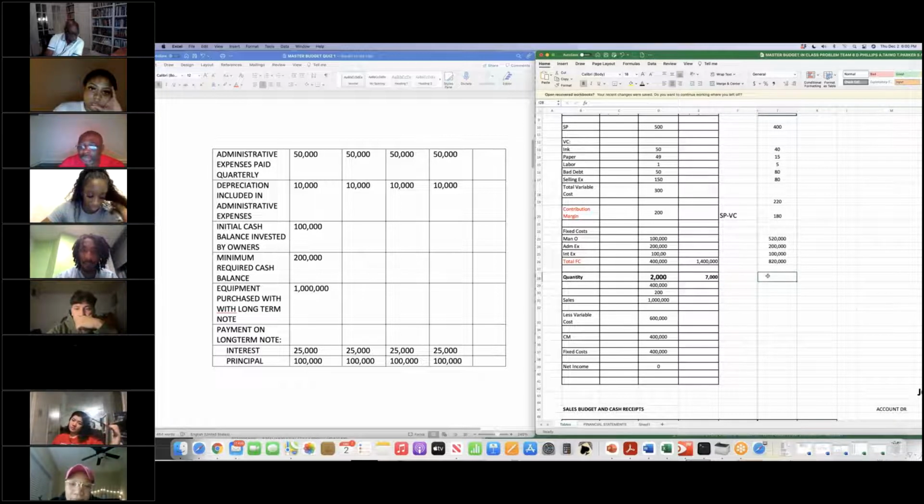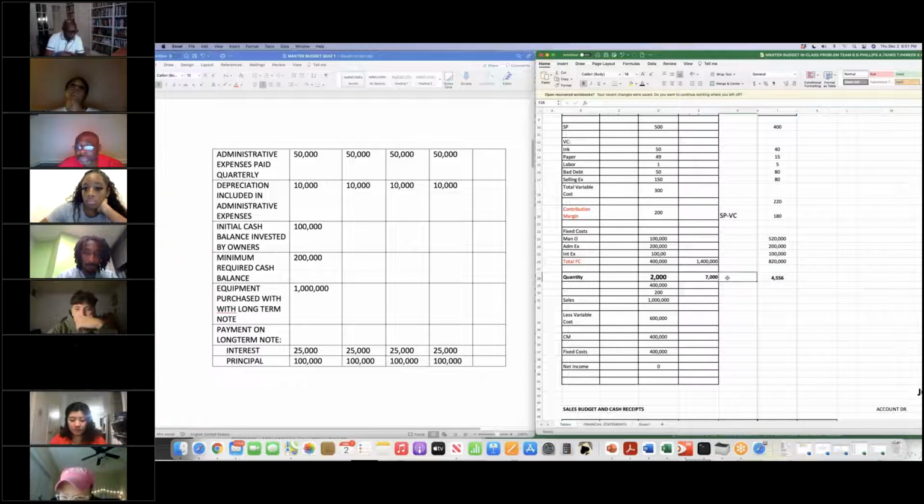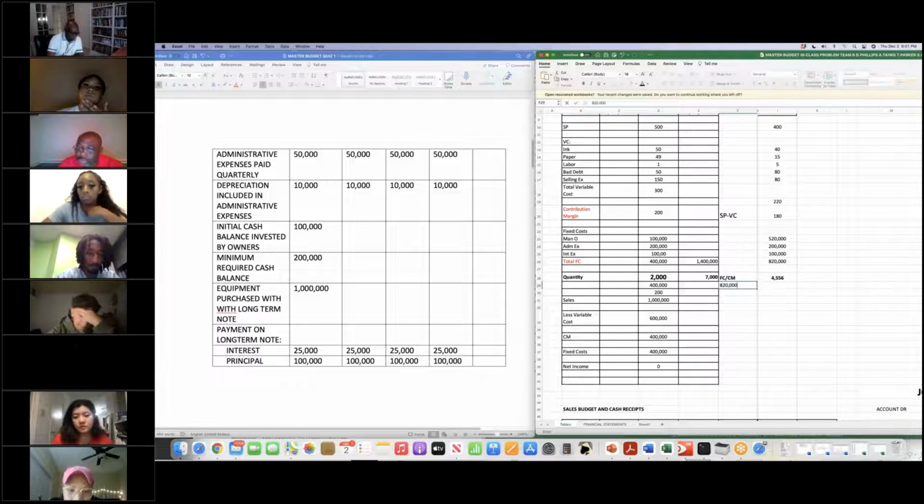How much? 4,556. How did he get 4,556, Mendez? He divided the fixed cost by the contribution margin. So he took his fixed costs, so that becomes what? 820 slash what?